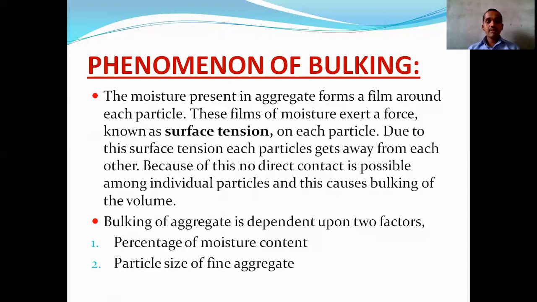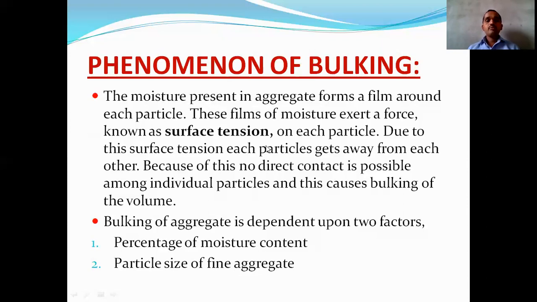Next, bulking of aggregate depends upon two factors, that is the percentage of moisture content and the particle size of the fine aggregate. When the percentage increases up to a certain limit, then bulking increases. But beyond a certain limit, if the moisture content increases, then bulking decreases. Regarding particle size of the fine aggregate, if the size is less, then it bulks more, and if the size is coarse or larger, the aggregate shows less bulking in a sand.